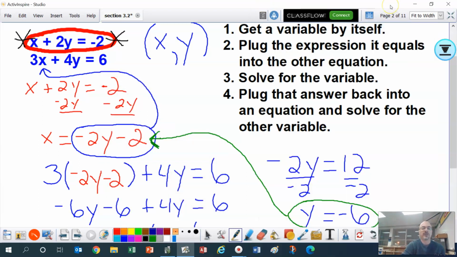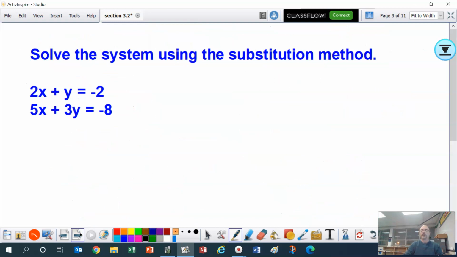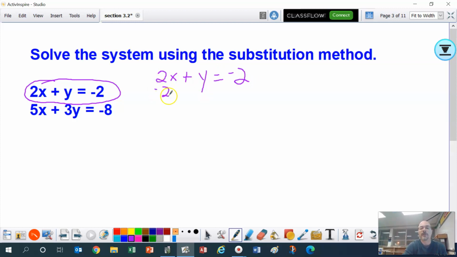All right, let's do a few more examples here. All right, here we go. So in this problem, we are going to take this equation and get y by itself. Okay, because again, I want to do it in one step. So if I take the 2x plus y equals negative 2 and I get y by itself, I'm going to subtract the 2x. So now y equals negative 2x minus 2.